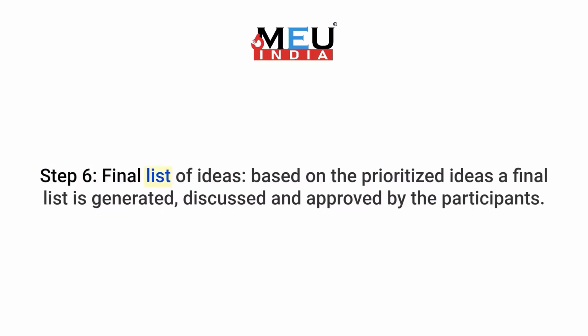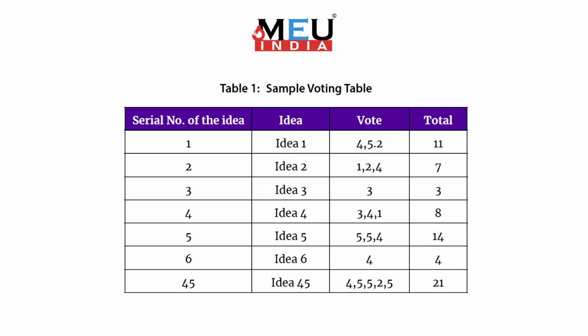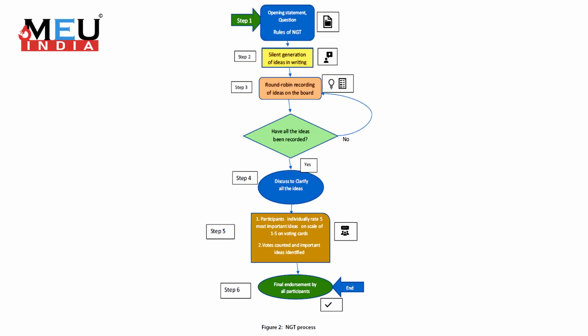Step 6. Final list of ideas. Based on the prioritized ideas, a final list is generated, discussed, and approved by the participants. Table 1. Sample voting table. Figure 2. NGT process.